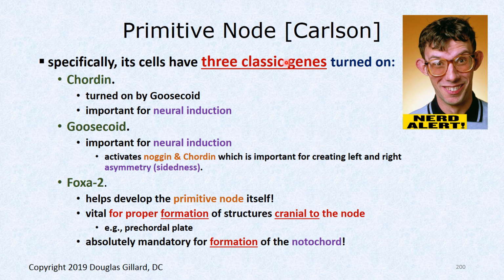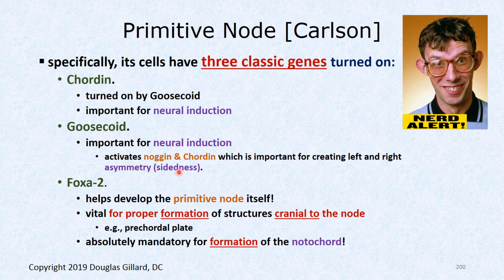Nerd alert again, there are three classic genes that are turned on. I'm not going crazy; I cut most of the stuff out here. There are even way more than three genes, but there are three classic ones that are turned on in the primitive node that are not in other tissue. So we have chordin. Chordin is important for neural induction. We'll talk about that, formation of the neural tube, in the next video. It also turns on goosecoid. Goosecoid is also important for neural induction by itself, and chordin actually stimulates even more of it.